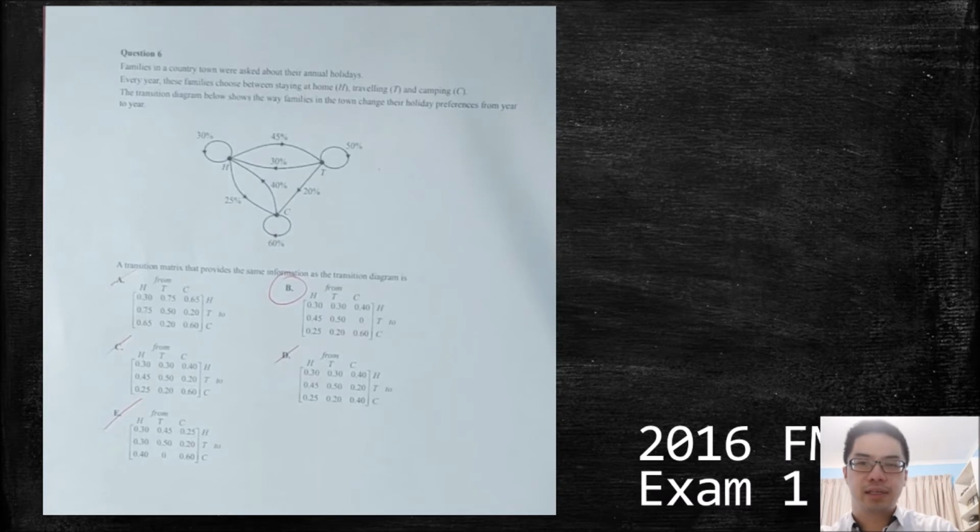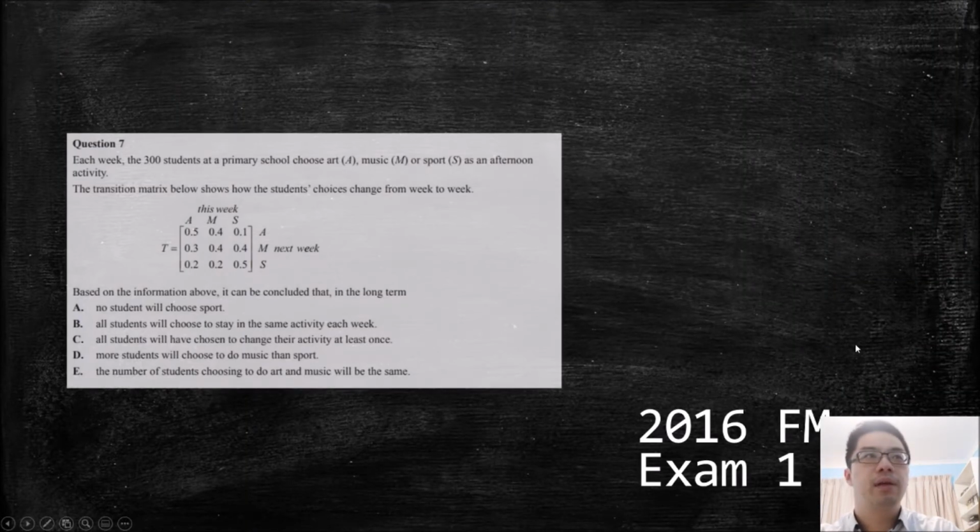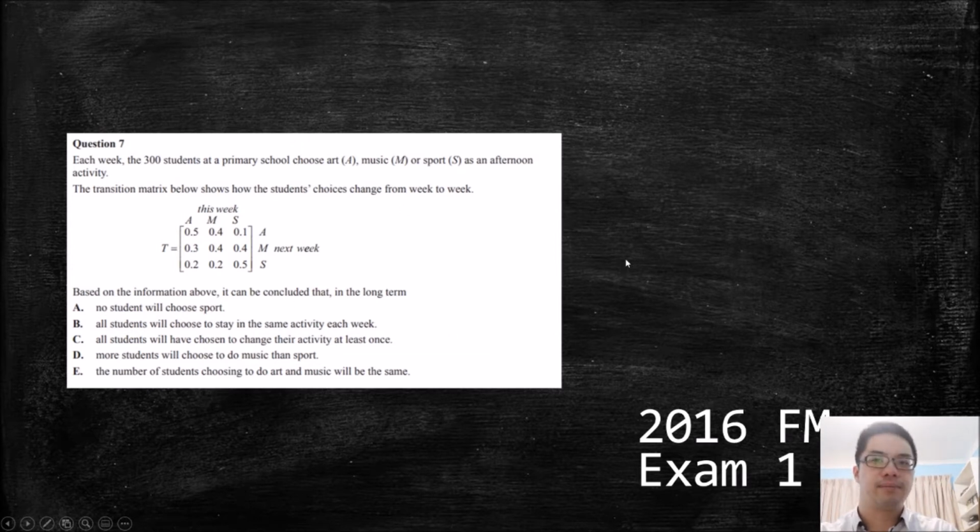Okay, moving on to the next one. So the next one, we've got 2016 Further Maths Exam 1. This is question 7. Based on the information above, it can be concluded that in the long term, you need to see what's happening in this story. We'll have a quick video. Let's have a look.